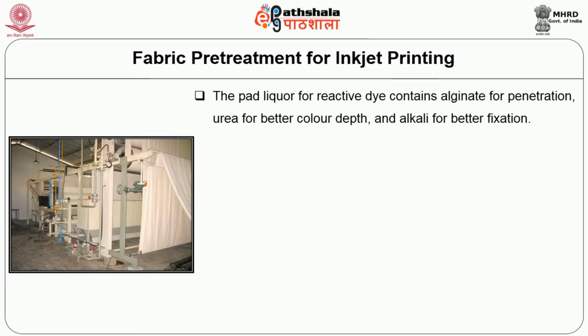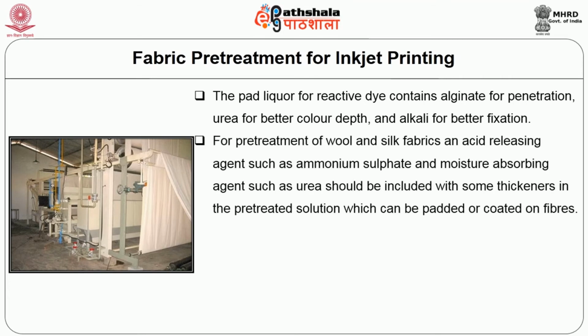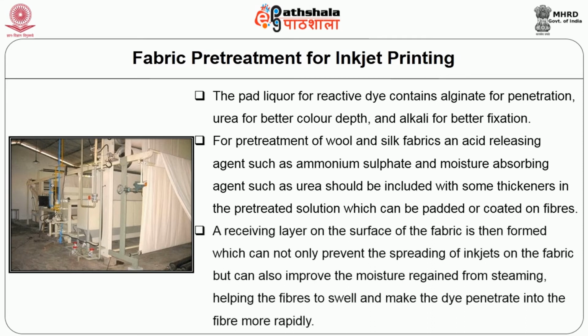The pad liquor for reactive dye contains alginate for penetration, urea for better color depth and alkali for better fixation. For pre-treatment of wool and silk fabrics, an acid releasing agent such as ammonium sulfate and a moisture absorbing agent such as urea should be included with some thickeners in the pre-treatment solution, which can be padded or coated on the fibers. A receiving layer on the surface of the fabric is then formed which can not only prevent the spreading of inkjets on the fabrics but can also improve the moisture regained from steaming, helping the fibers to swell and make the dye penetrate into the fiber more rapidly.